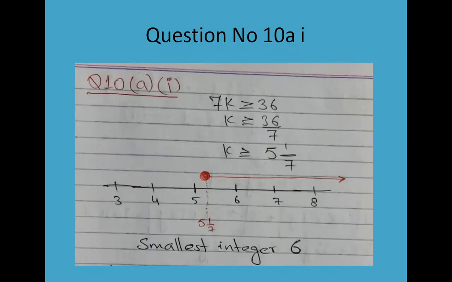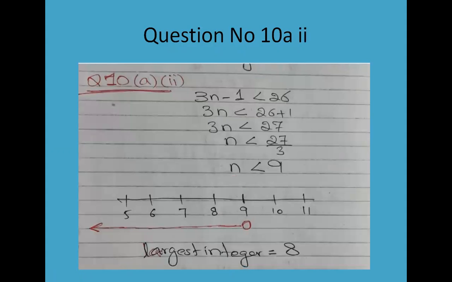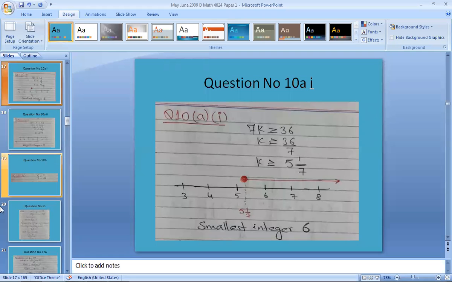Okay, 7k is greater than or equal to 36. So k is greater than or equal to 36 by 7. So k is greater than or equal to 5 whole 1 by 7. I will represent it on the number line. 5 whole 1 by 7 will be roughly somewhere here between 5 and 6. Because it says equal to and greater than, I will draw a circle here and shade it, which means this number is included, and I will draw a line towards the right. The smallest integer in this solution is 6. That was question number 10, A part. We are done with this.